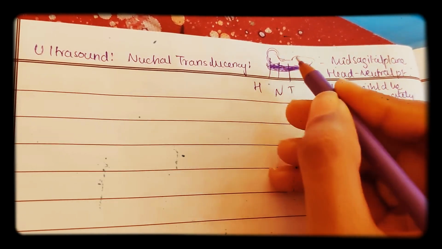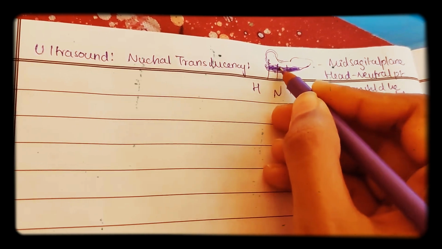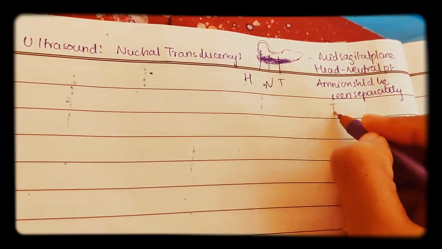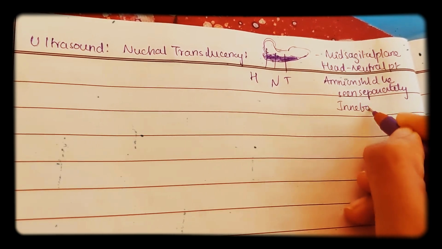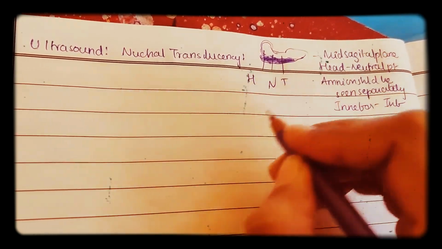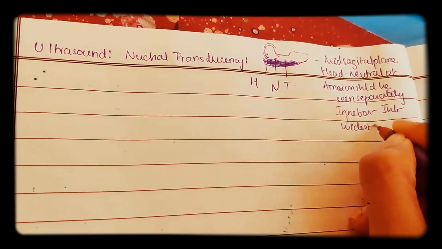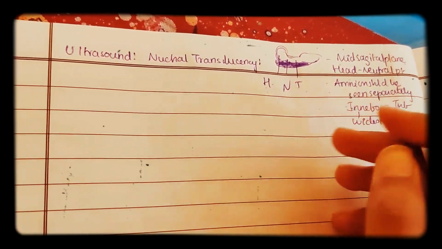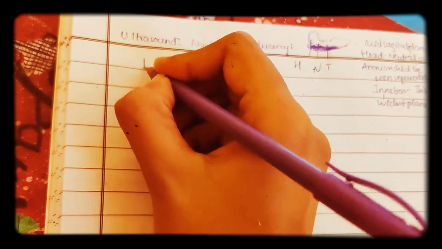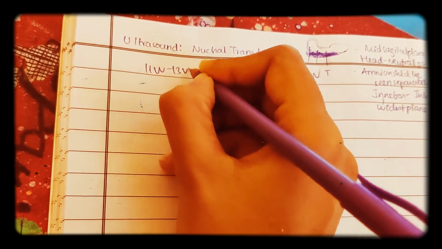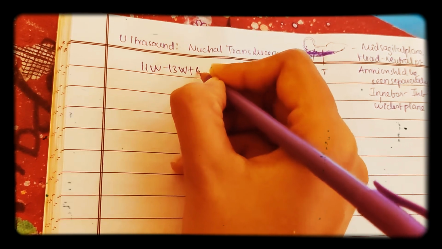You should measure it from inner border to inner border, from this inner border to this inner border. Okay, measure from inner border to inner border again. What they mean is, in the widest plane you need to measure this. And the best time to measure this is 11 weeks to 13 weeks plus 6 days.